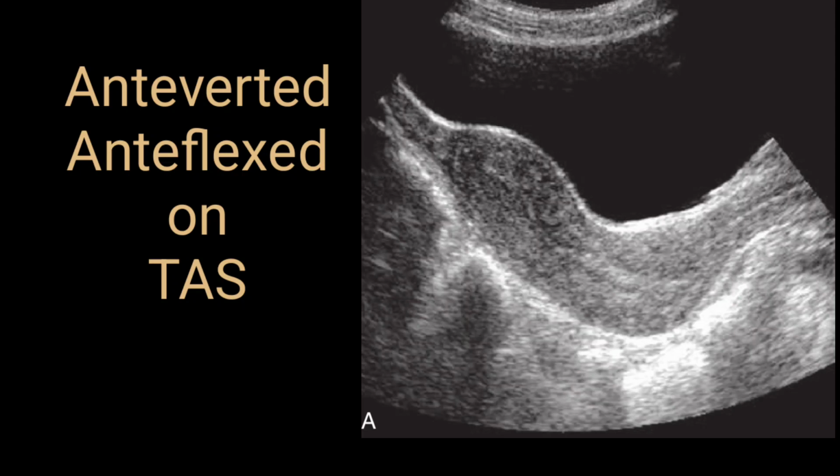So it is anteverted and it is anteflexed as well. Look in comparison with the cervix. The urinary bladder is fully distended, so you can comment on the uterus position confidently. It is an anteverted and anteflexed uterus on transabdominal image.